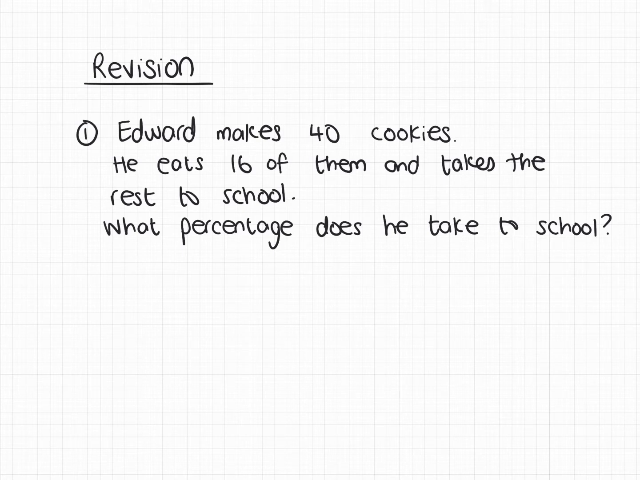So before we can work out the percentage he takes to school, we need to know how many he takes to school. So if he's made 40 and he's eaten 16, 40 takes 16 is 24. So he takes 24 cookies to school. It then says, what percentage does he take to school? So he takes 24 to school out of the 40 he's made.